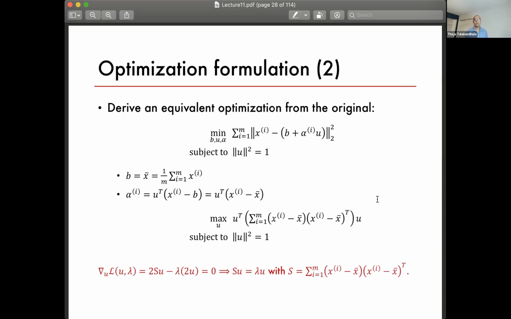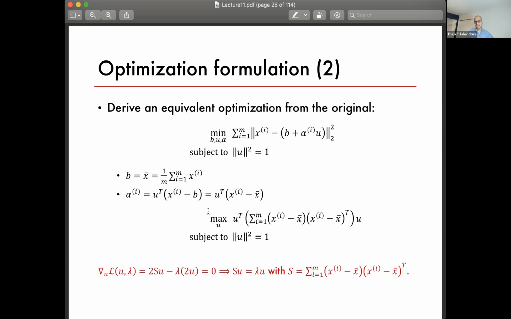With that, we can drop b from our discussion and just put x bar there. The original problem was some quadratic objective, minimize that loss or performance measure, subject to u being a unit vector. And we just said, let's pick b to be x bar, so we'll have something like that. And alpha i, remember we already had a formula from the Lagrangian: alpha i should be equal to u transpose (xi minus b). It just happens to be xi minus x bar.